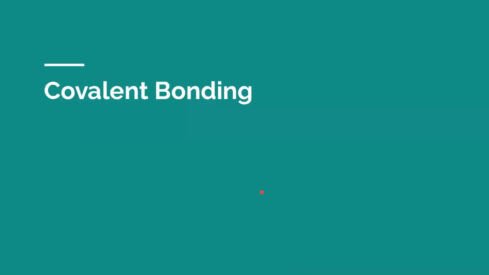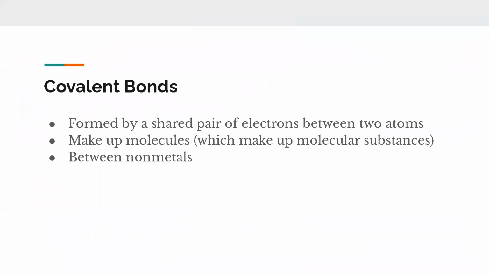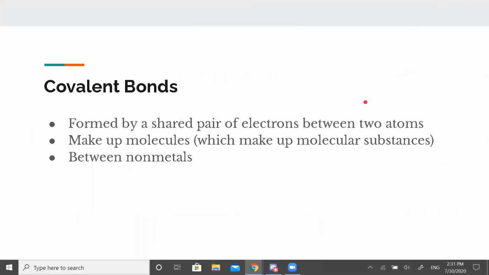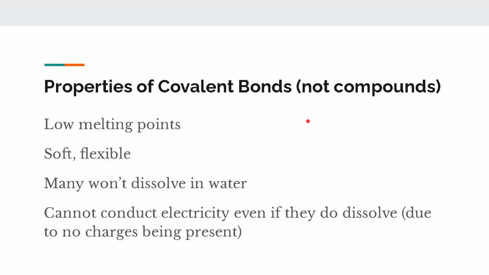So back to covalent bonds. Covalent bonds are formed by a shared pair of electrons between 2 atoms. And covalent bonds only happen between nonmetals. Okay, so ionic bonds happen between a metal and a nonmetal. Covalent bonds are only between 2 nonmetals. So here are properties of covalent bonds, not compounds. Well, it's kind of the same thing, but not really.